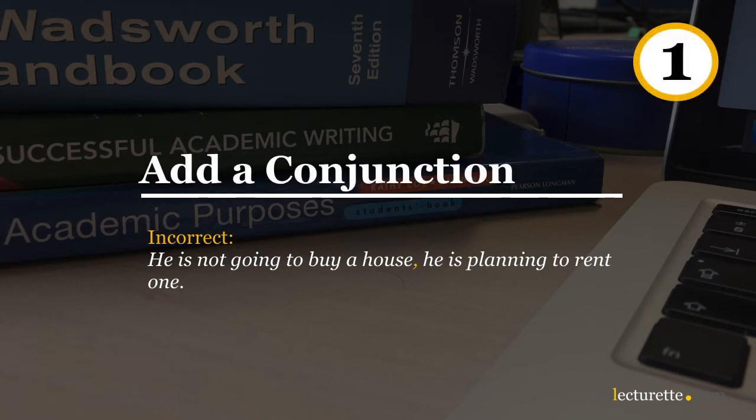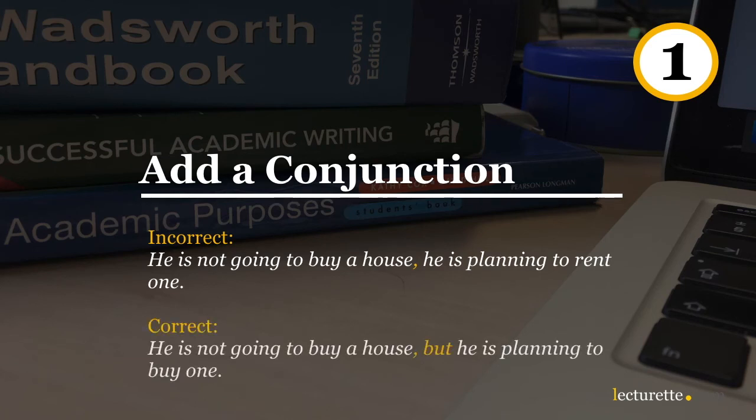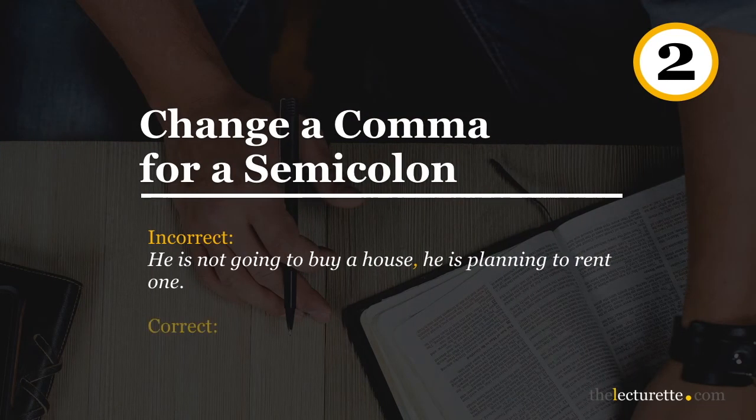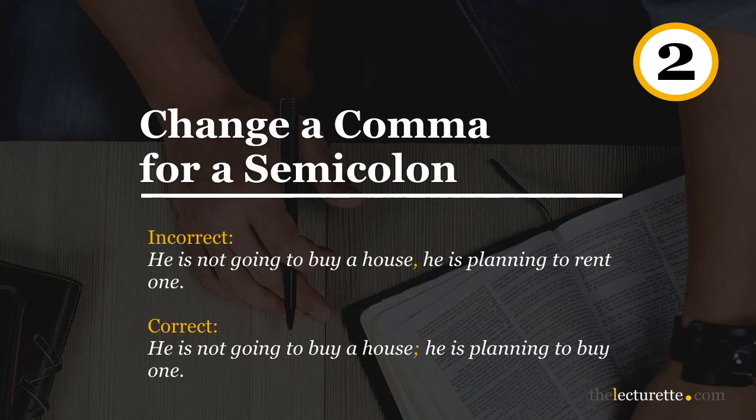As mentioned, option number 1 is simply to add a conjunction. The sentence would then read like this. He's not going to buy a house, but he's planning to rent one. So, the comma is still there, but it's now followed by a conjunction. Option number 2 is to add a semicolon, like here.